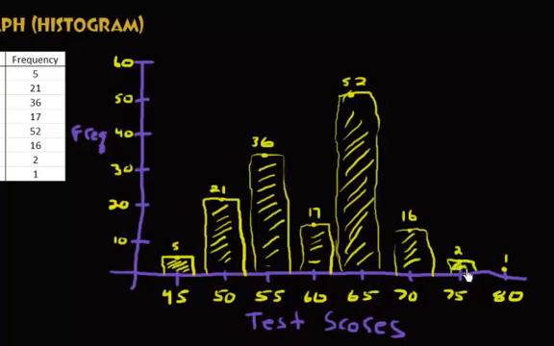Okay. And that's it. So there's our bar graph. You could label these. You can call this like your test score graph. We do have it marked down right here. And that is it.